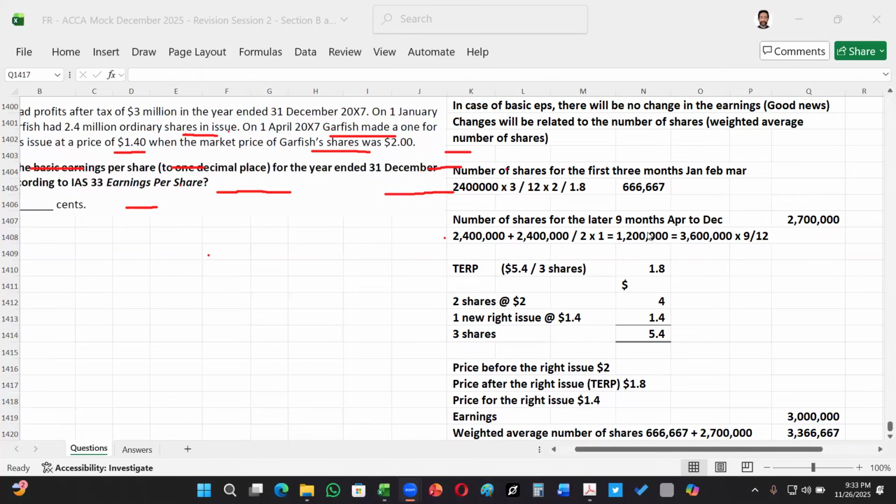So these are the existing shares. These were there for the first 3 months, and obviously they are there in the last 9 months as well. The issue is with the rights issues. The rights issues are the new ones. They were not there in the first 3 months. However, they were there in the later 9 months.